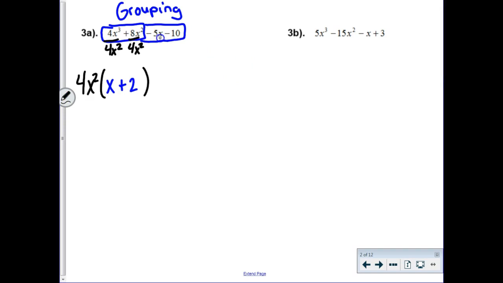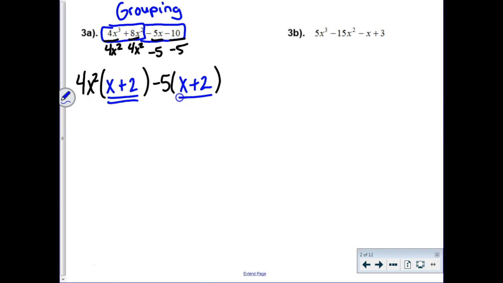And then our common factor for the second group, I see a common 5, but the fact that they both have negative signs leads me to believe that I need to change the signs, because I've got to match this parenthesis, right? So let's take out a negative 5. Let's divide everybody by a negative 5. And when you factor out that negative 5, you should end up with x plus 2 again. Remember, the parentheses have to match.